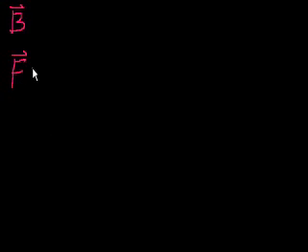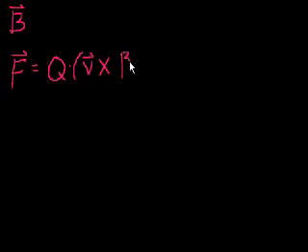But anyway, the force on a charge is equal to the magnitude of the charge. And of course, this could be positive or negative, times, and this is where it gets interesting, the velocity of the charge cross the magnetic field. So you take the velocity of the charge. You can either multiply it by the scalar first, or you can take the cross product and then multiply it by the scalar. It doesn't matter because this is just a number. This isn't a vector. But you essentially take the cross product of the velocity and the magnetic field, multiply that times the charge, and then you get the force vector on that particle.